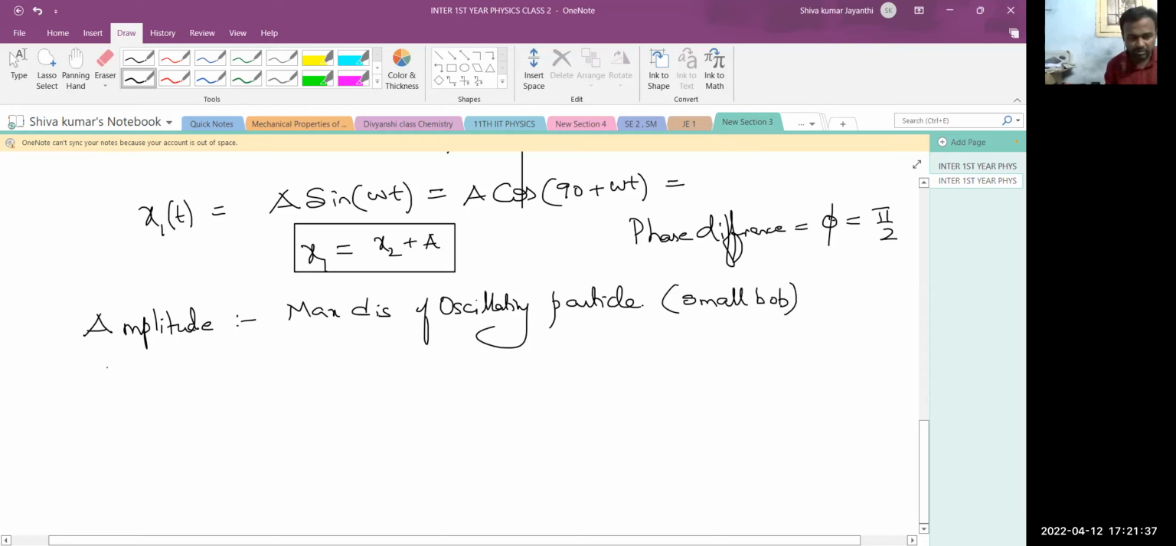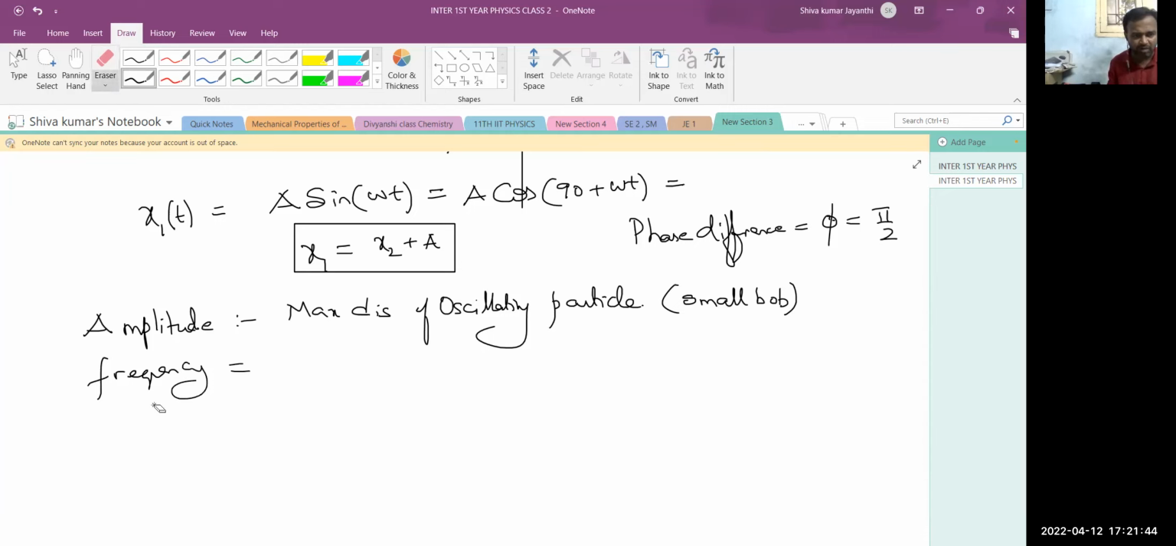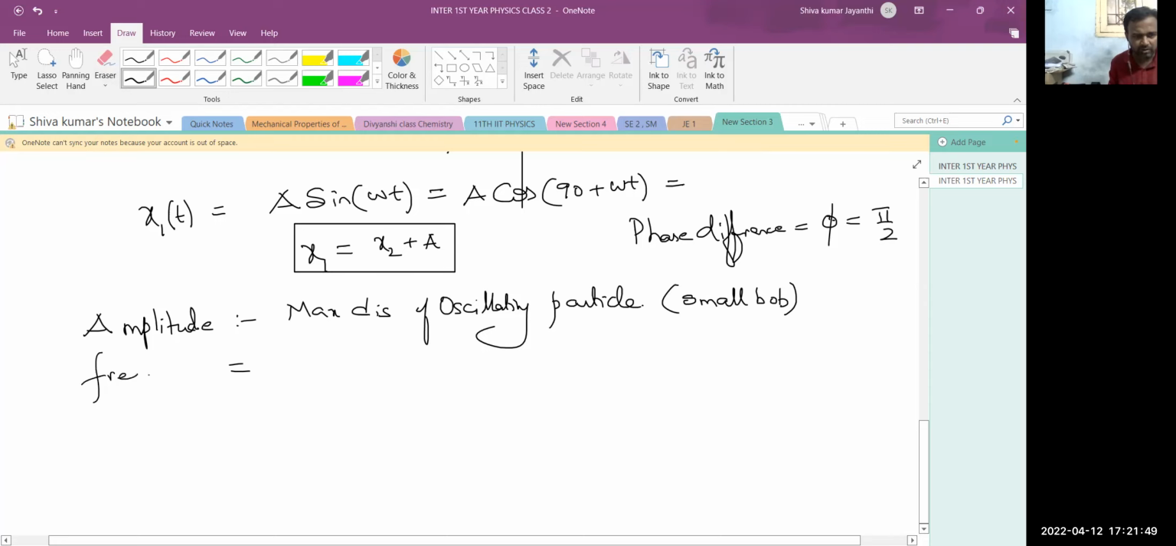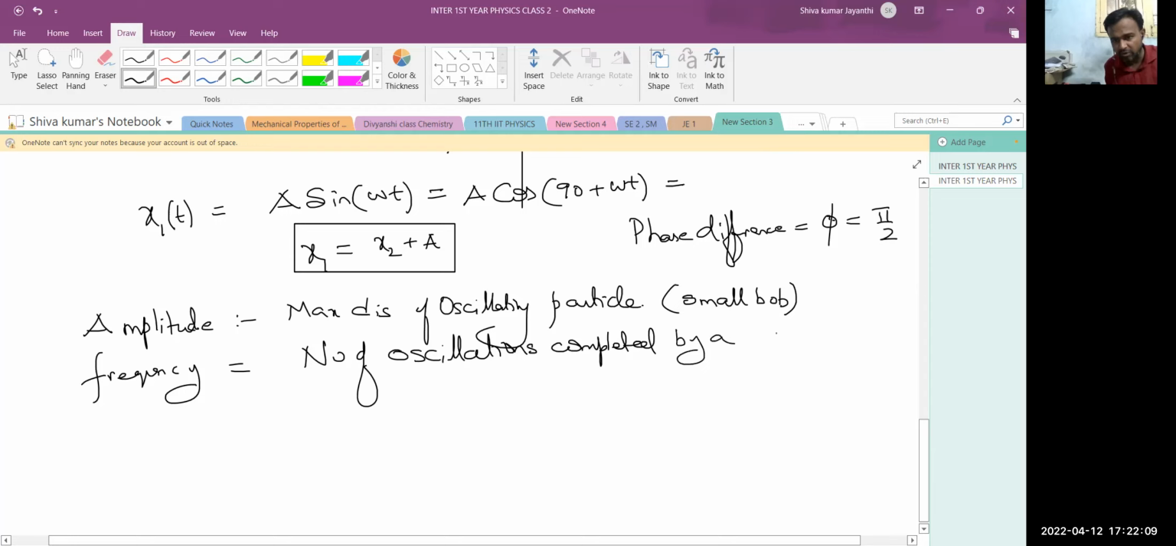Amplitude we know. Frequency we know. What is frequency? Frequency is the number of oscillations done by the oscillating body in 1 second. Frequency is the number of oscillations completed by the body in 1 second. These are all 2 marks answers.